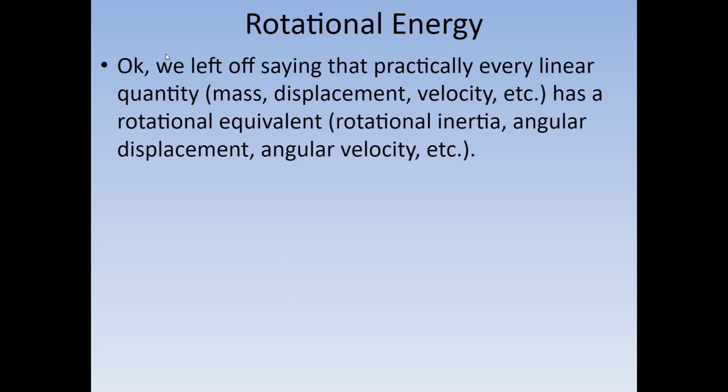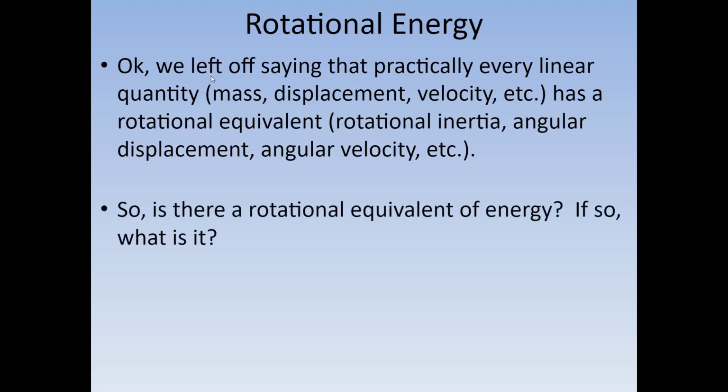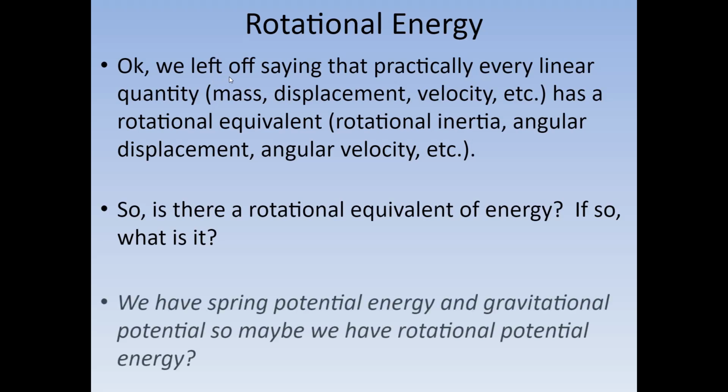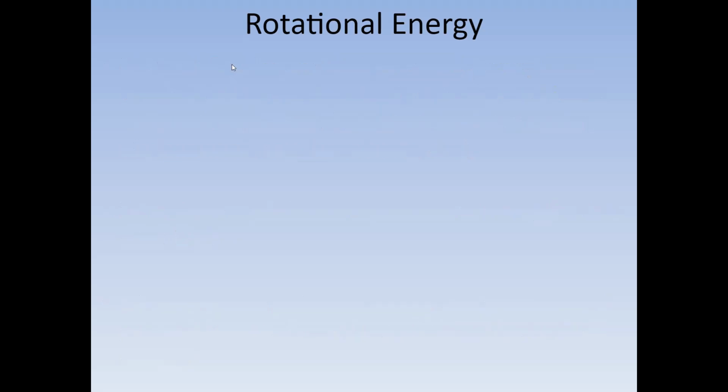Now, we've been talking so far about how everything we've mentioned, displacement, velocity, acceleration, force, mass, all these have rotational versions of them. So the follow up question is, is there a rotational equivalent of energy? What exactly would be the equivalent to rotational energy in the realm of translational, linear energy? I mean, we could ask ourselves, well, there's a bunch of different potential energies. There's spring potential and there's gravitational potential. So maybe there's a rotational potential energy.